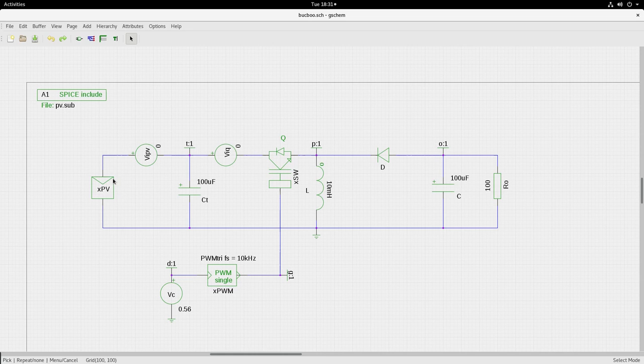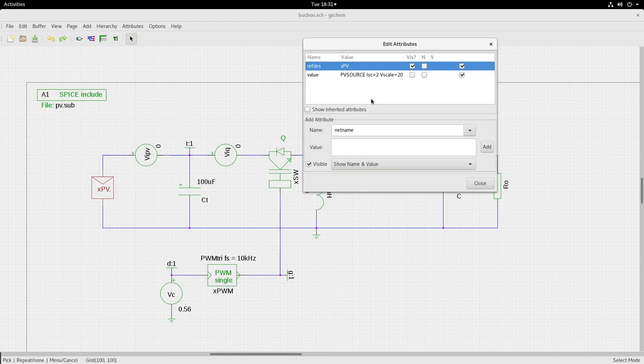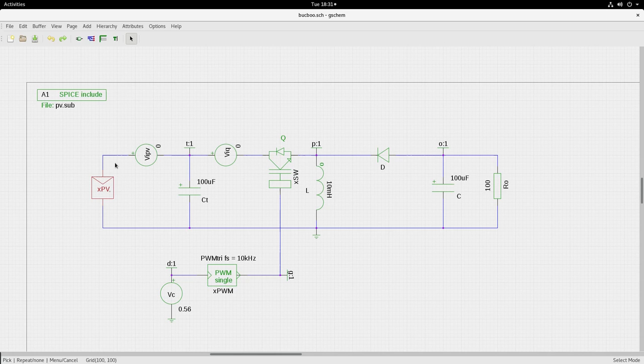Now, same PV source we have used. So this is ISC at 2 amps, V scale 20. Same as before, rest of the circuit similar. I have CT here, the terminal capacitance acting as the energy storage buffer, PWM 10 kHz, and the VC control voltage deciding the duty cycle. I have set it at 0.56. Again, from the reachability relationship.